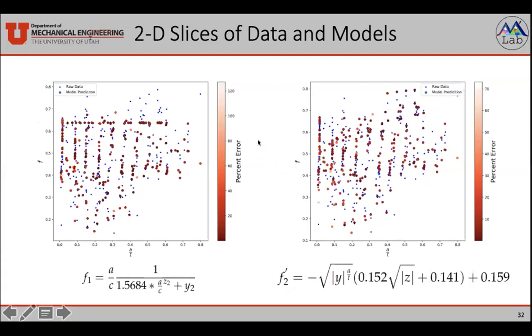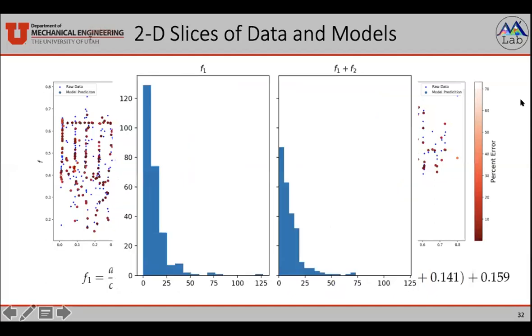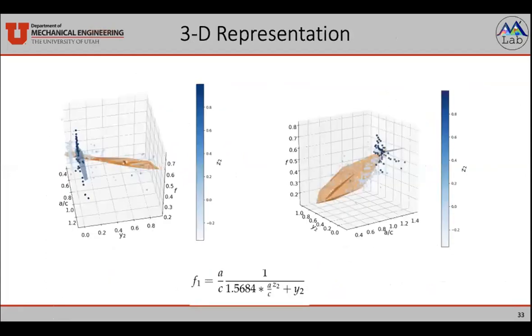We also can see that the percent error ranges from 0 to above 120% on the left, and ranges from 0 to a little over 70% on the right. And we can see with this histogram plot that the addition of F2 reduces the number of outliers in our overall model. Like I said, it's kind of difficult to visualize these multidimensional problems in 2 dimensions, and even this 3-dimensional plot that's printed in 2 dimensions.